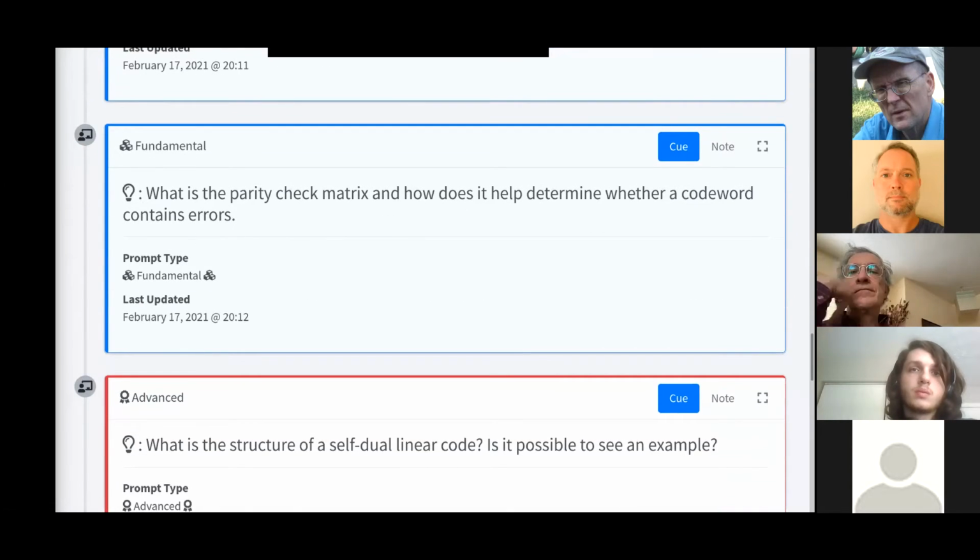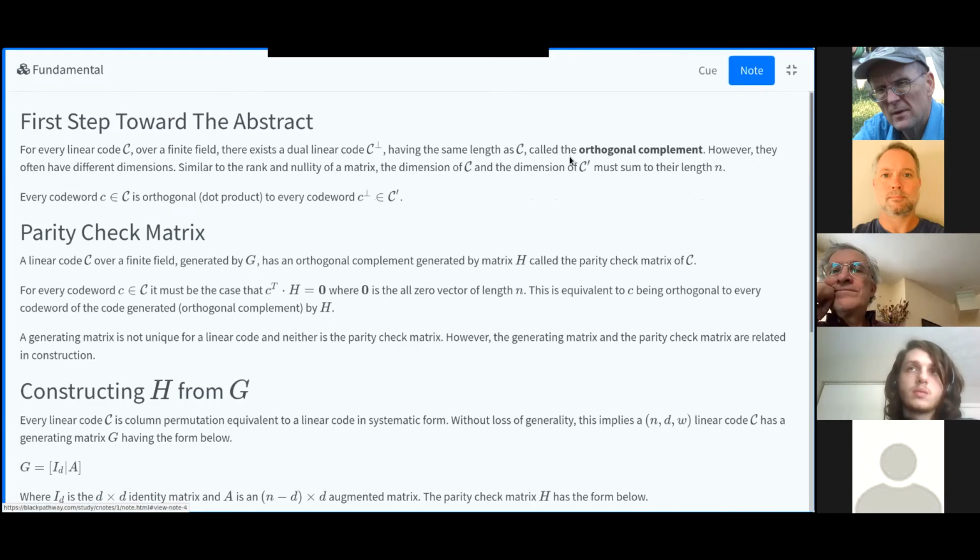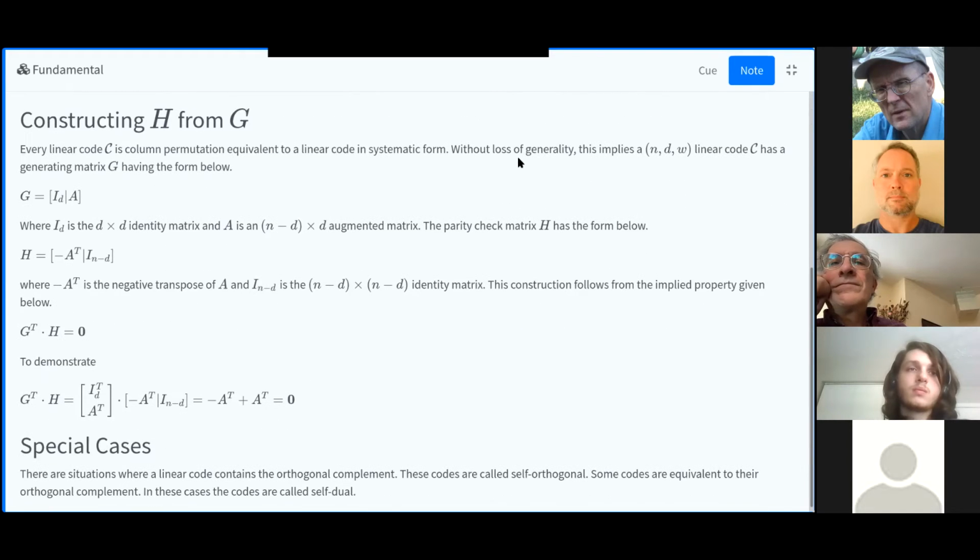So what is the parity check matrix? Well, I already said that it generates the orthogonal complement. If C is our original code, the orthogonal complement is denoted with a perp. So if we have a parity check matrix, we can take any code word we receive and multiply it against the parity check matrix. If it's a zero vector, we know there are no errors. If it's not, then we have to go through the search and figure it out. Well, it turns out that the parity check matrix is directly constructed from the original matrix.